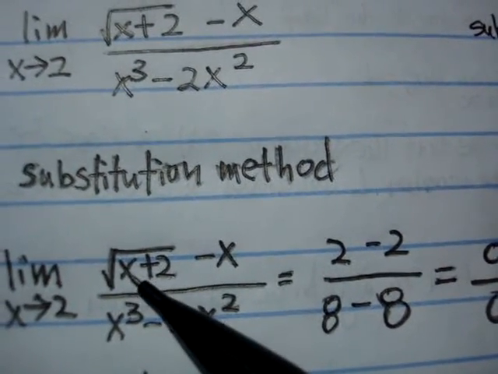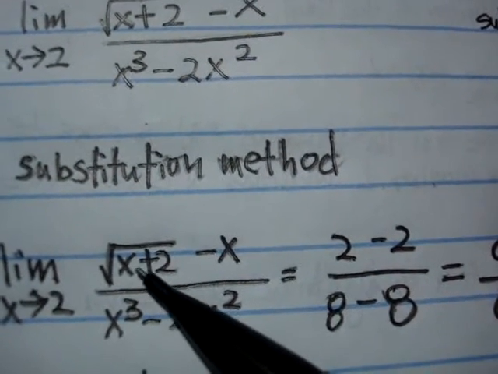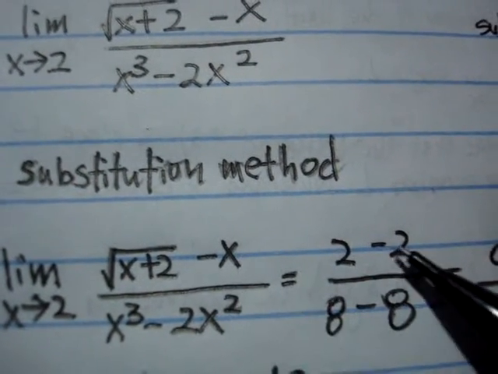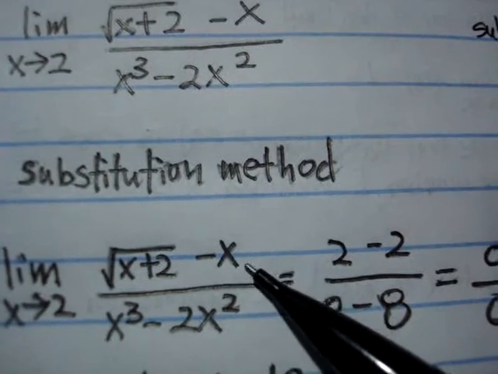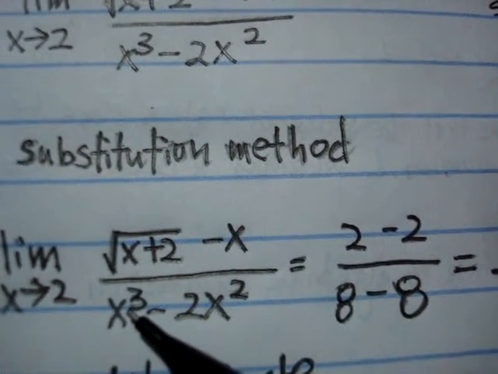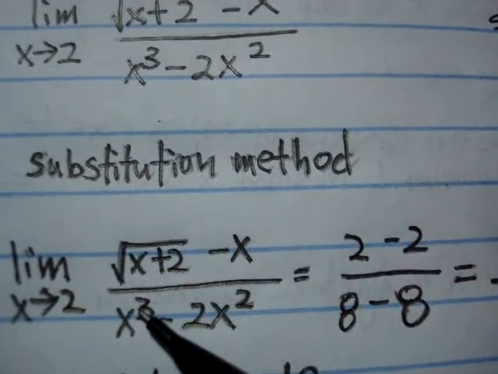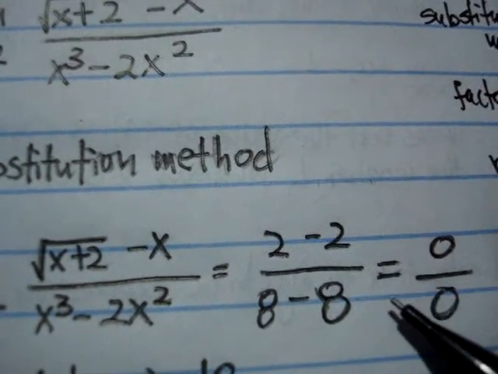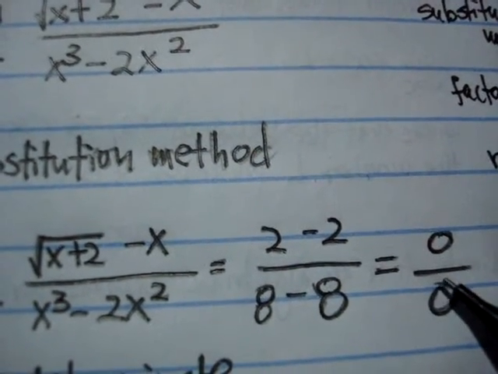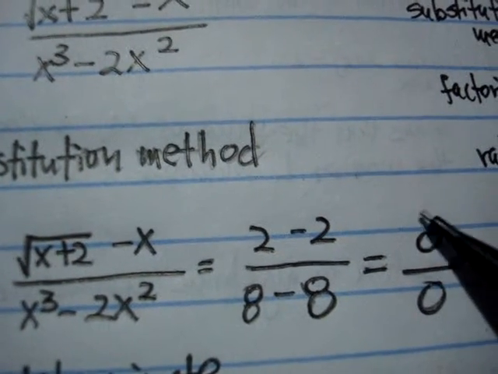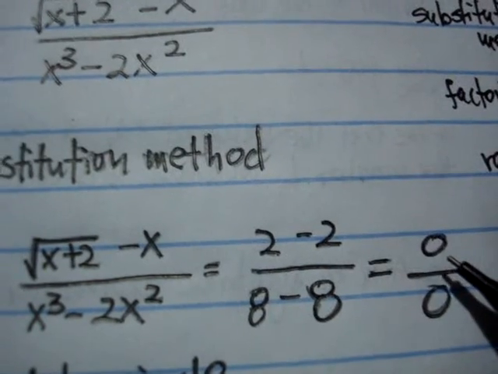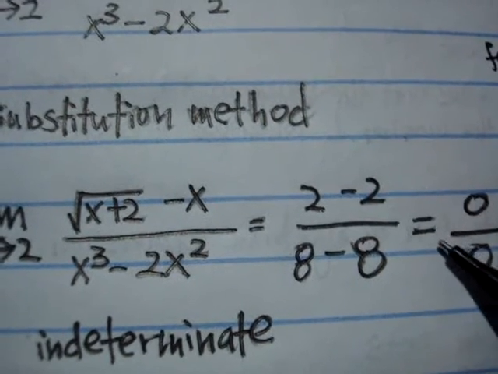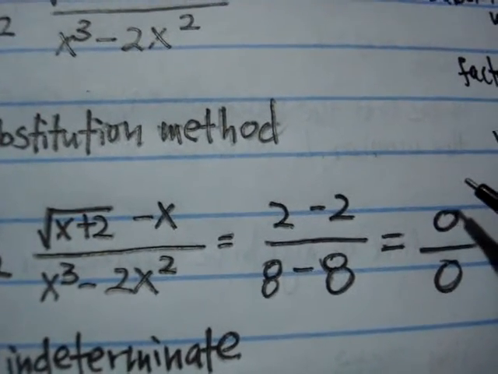So 2 plugged into the x becomes 2 plus 2, which is 4. Radical 4 becomes 2, minus 2, because you plug in the 2 for the x variable. For the denominator, 2 raised to the third power is 8, minus 8. And when you solve this out, the numerator will be 0 and the denominator will be 0. When you encounter this kind of answer, it's called an indeterminate. Anytime you encounter an indeterminate, that means you have to go to the second method.